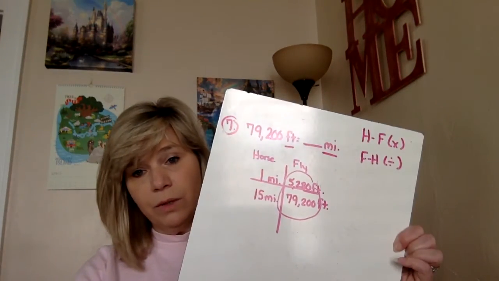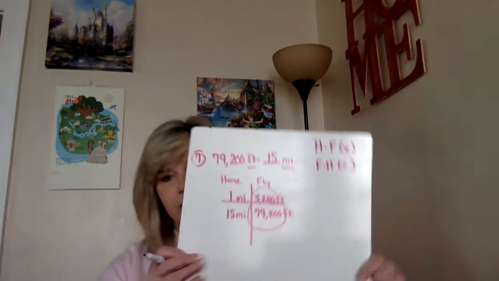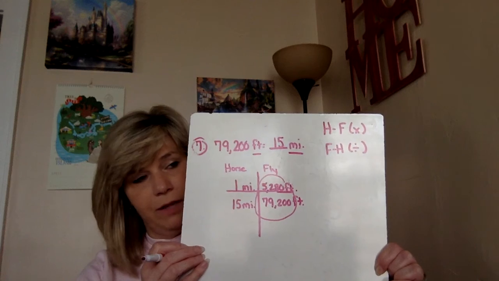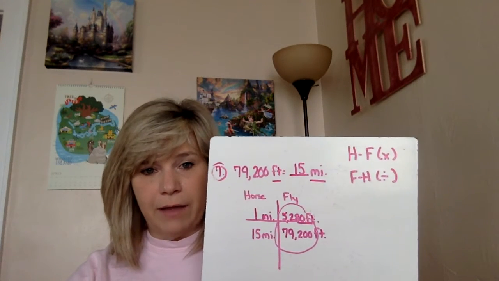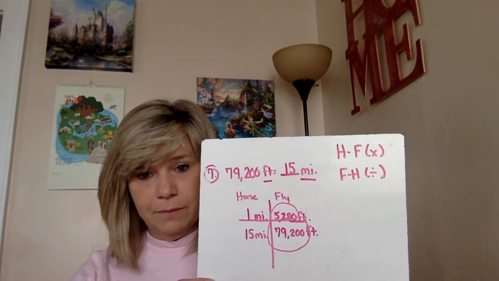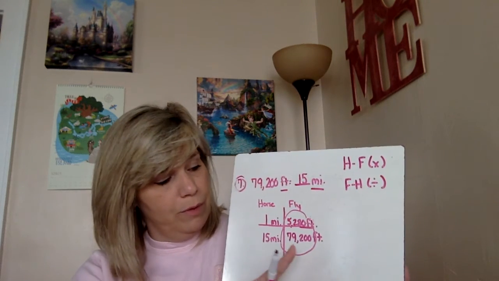So we have found the horse. He's 15 miles. So 79,200 feet is equivalent to 15 miles using our horse to fly chart. All right. Again, maybe you need to pause, think about it, review it. That's fine. I'm going to do one that goes different. Remember, this one went fly to horse, divide, of course. So let's do a different one.